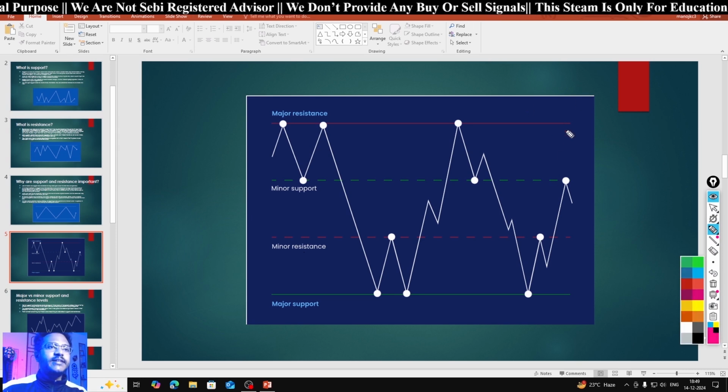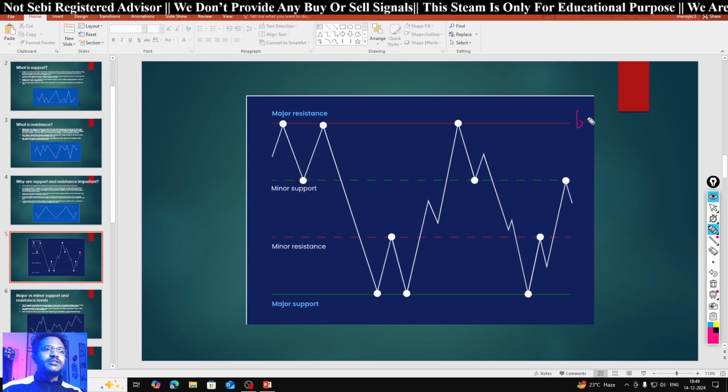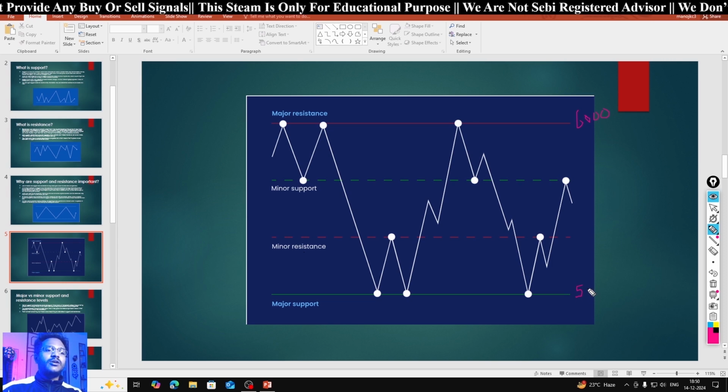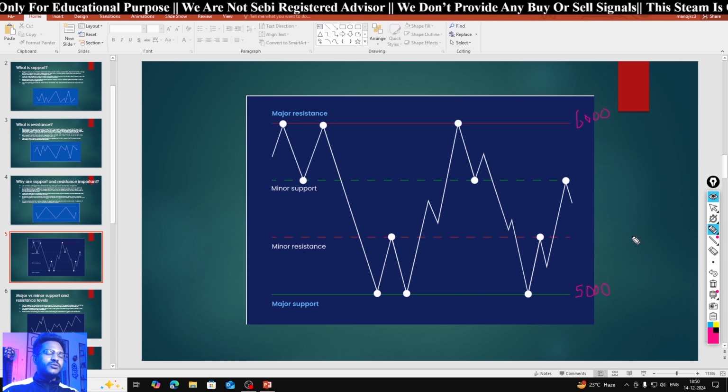Yeah, so basically all these major supports and resistances come at multiples of thousands. Say 6,000, let's keep it as 6,000. This is 6,000 and this is 5,000. So basically you could see major support and resistance at multiples of 500 and thousands. Say 500, 1,000, 1,500, 2,000, 2,500, 3,000. All these multiples of 500s and thousands act like major support and resistance.